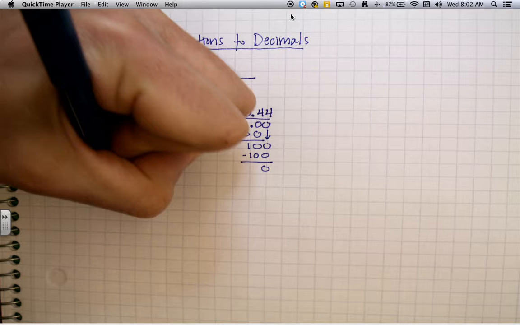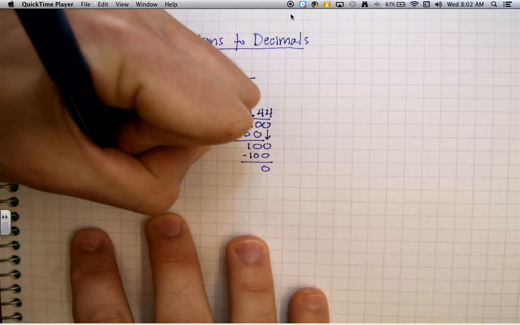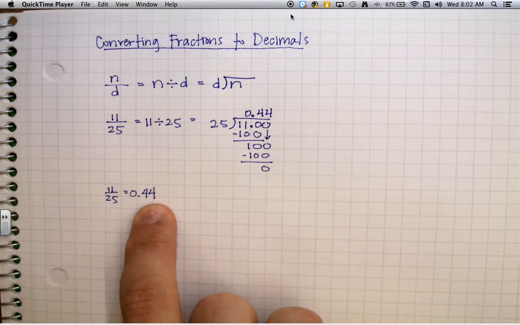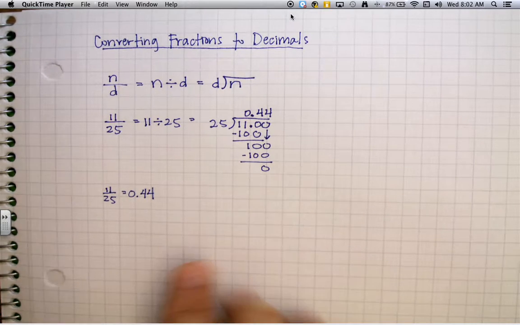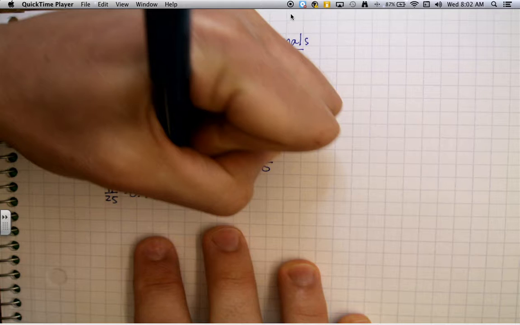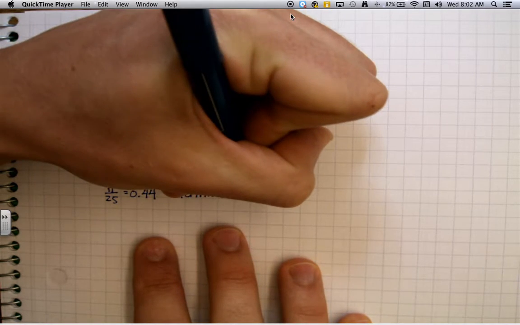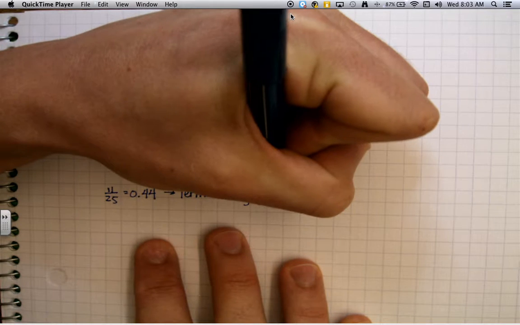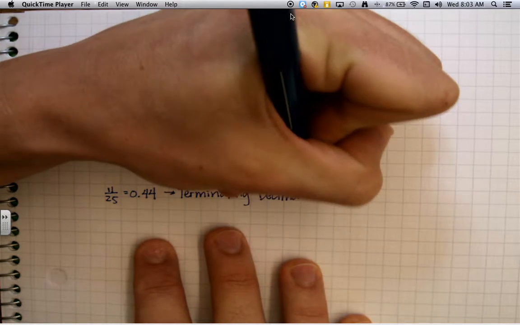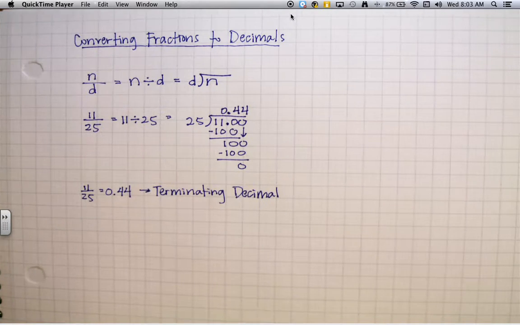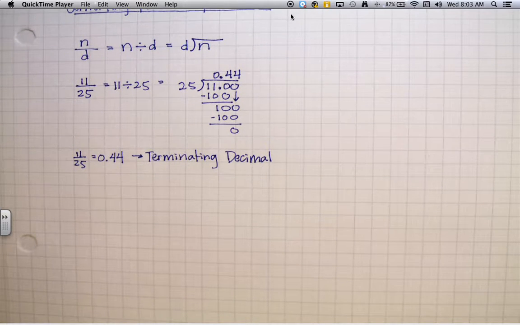In fact, I want to use this moment to point out that because we were able to get to a specific place value with no remainder, this is called a terminating decimal. That means that the place values of this decimal number end in a very specific spot. They end right there in the hundredths place. Now, not all decimals will be terminating decimals, so let's take a look at an example of one that's not.